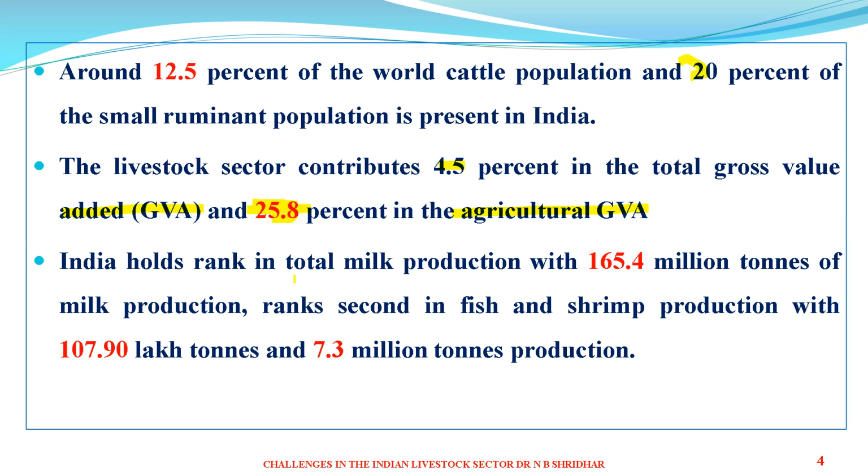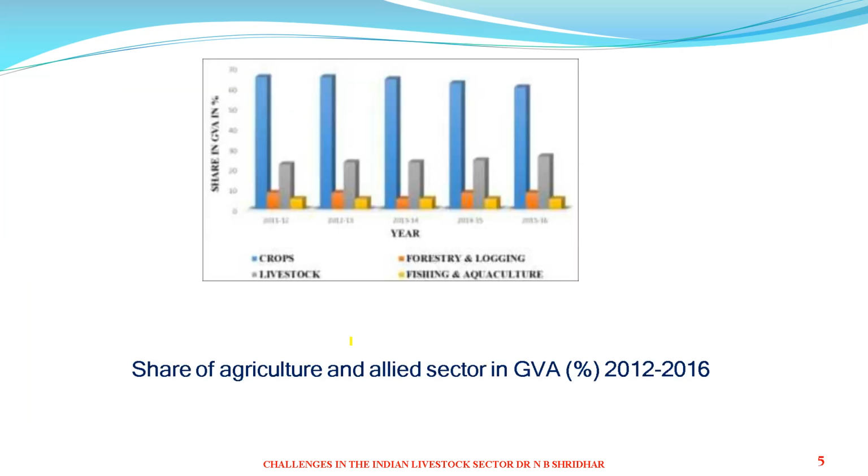India holds the first rank in total milk production, with 165.4 million tons, and we rank second in fish and shrimp production, with 107.90 lakh tons and 73 million tons of production. Hence, in milk, meat and fish, we are leading countries.